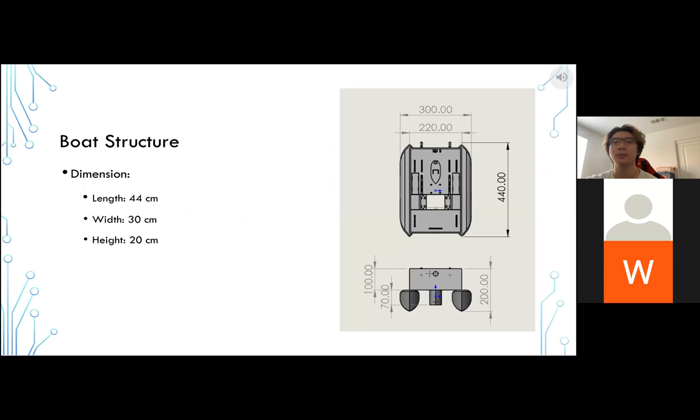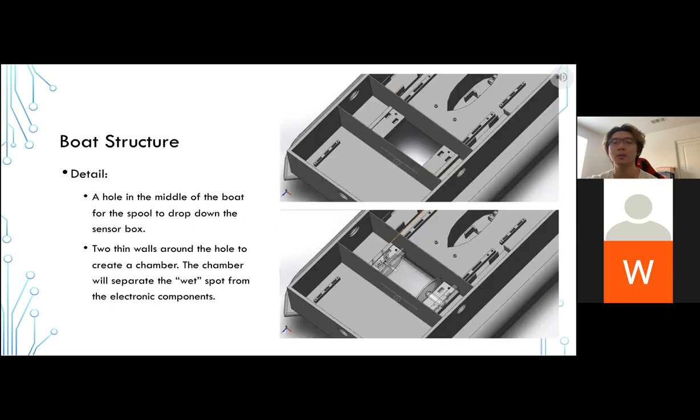In order to adapt to different aquariums, our boat cannot be too large or too small. After several adjustments, our boat is 44 cm long, 30 cm wide, and 20 cm high. When we take a closer look, there is a hole in the middle of the boat. A spool will be placed there to drop down the sensor box.